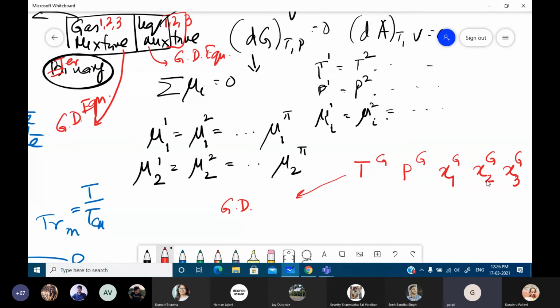Right? So therefore, actually you need 5 properties, but since there's a Gibbs-Duhem equation, you can find out the fifth property in terms of the 4 other properties. For the liquid phase also it is the same. You need temperature of the liquid, pressure of the liquid. I'm just assuming 2 phases separately. Okay, I have not combined them and not considered equilibrium. You need the composition of component 1, composition of component 2 and composition of component 3.